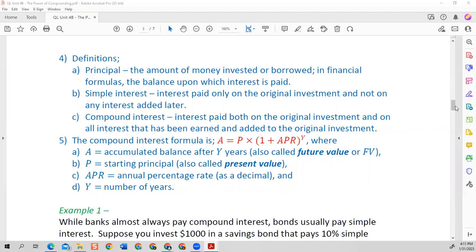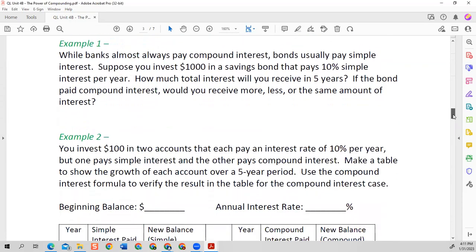Okay, let's get started on our next example. It says, while banks almost always pay compound interest, bonds usually pay simple interest. Suppose you invest 1,000 in a savings bond that pays 10% simple interest per year. How much total interest will you receive in 5 years? If the bond paid compound interest, would you receive more, less, or the same amount of interest?